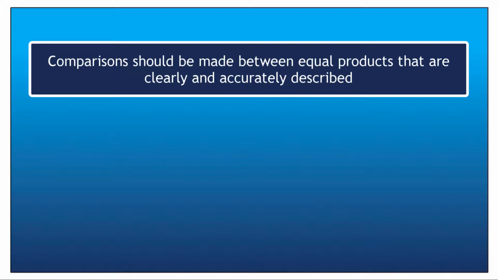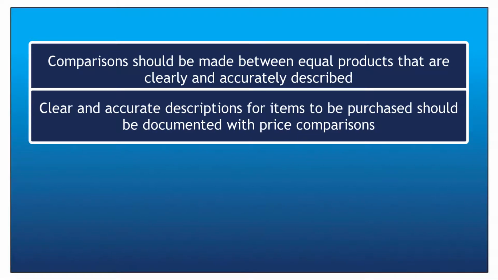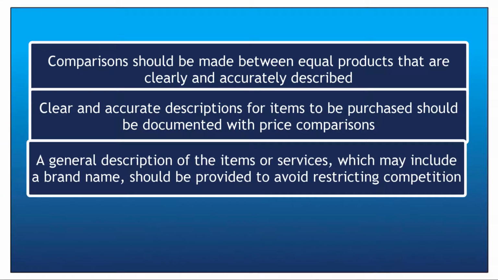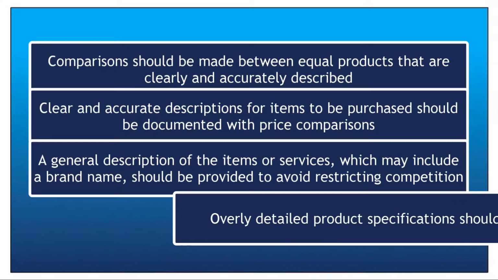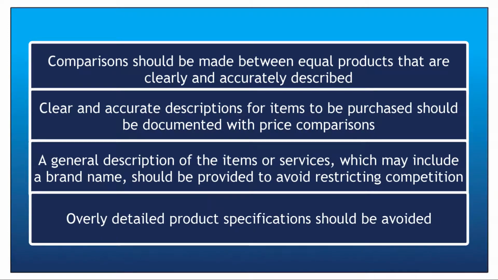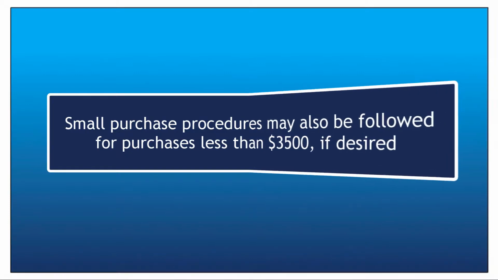Comparisons should be made between equal products that are clearly and accurately described. Clear and accurate descriptions for items to be purchased should be documented with price comparisons. A general description of the items or services, which may include a brand name, should be provided to avoid restricting competition. Overly detailed product specifications should be avoided. Small purchase procedures may also be followed for purchases less than $3,500 if the organization desires.